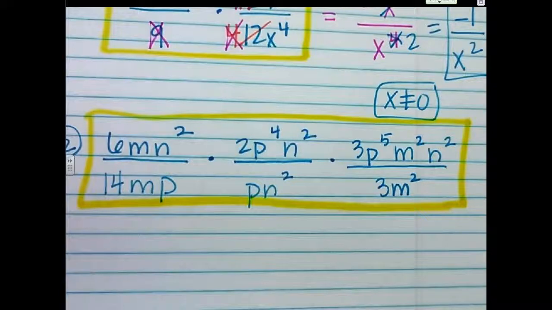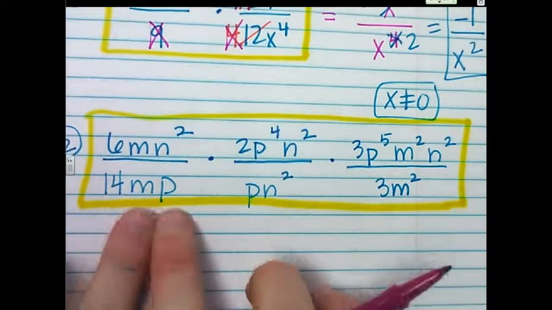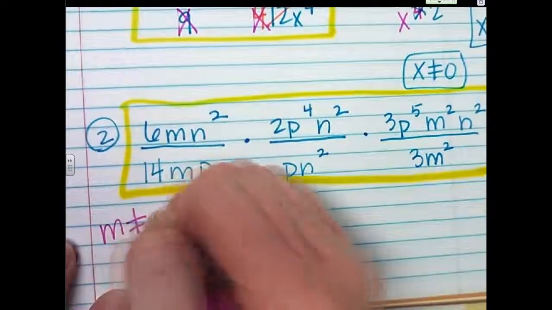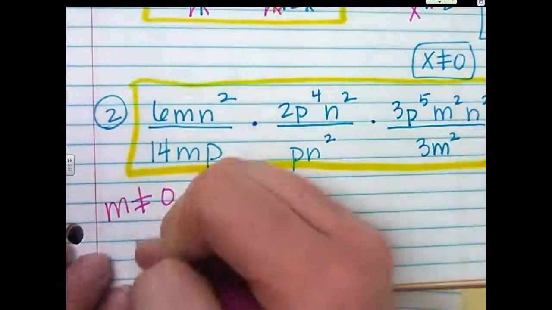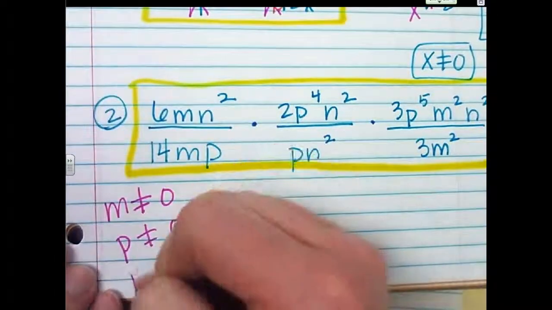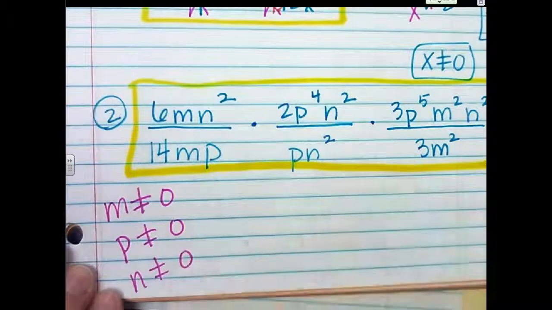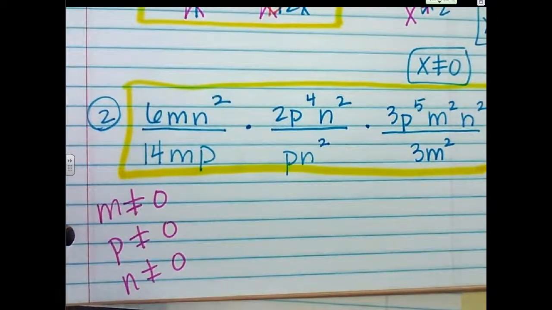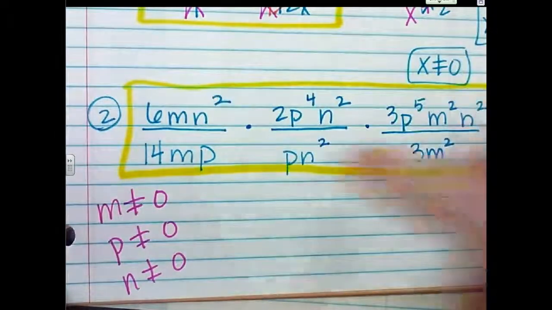Okay, let's do the restrictions first before we do anything else. On bottom, I have M, P, and N. So what can M not equal? 0. What can P not equal? 0. And what can N not equal? 0. That's it.